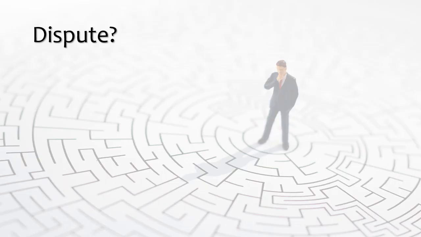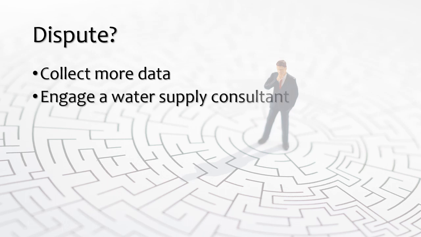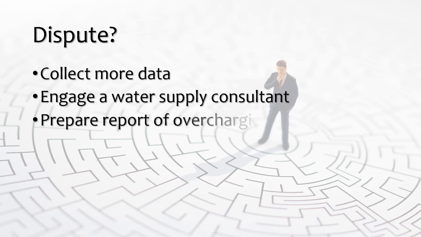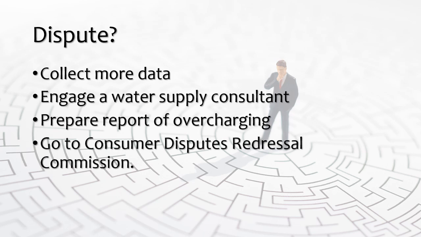If we wish to dispute the figures that are given in the spreadsheet, we will have to start with collecting more data, either through RTI or through correspondence with the builder. Then we shall have to engage a water supply consultant to audit the calculation that has been presented to us. It is only after these two steps that one can think of approaching a consumer court or making a report of overcharging to the Consumer Disputes Redressal Commission.